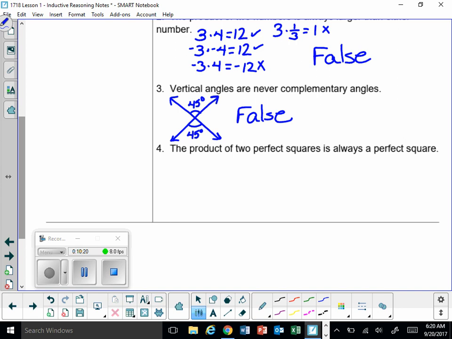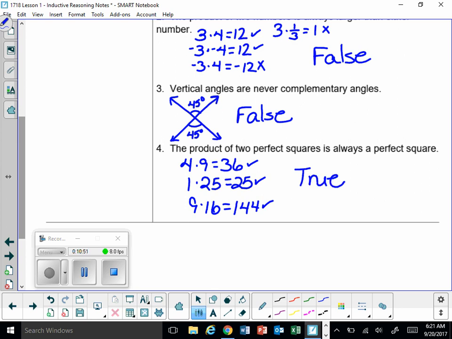The product of two perfect squares is always a perfect square. Let's see. 4 times 9, 36 is a perfect square. 1 times 25, 25 is a perfect square. 9 times 16. Yeah, I'd say the product of two perfect squares is always a perfect square. So this is a true conjecture.